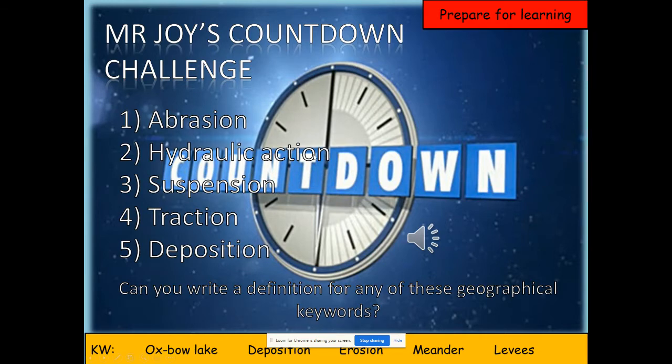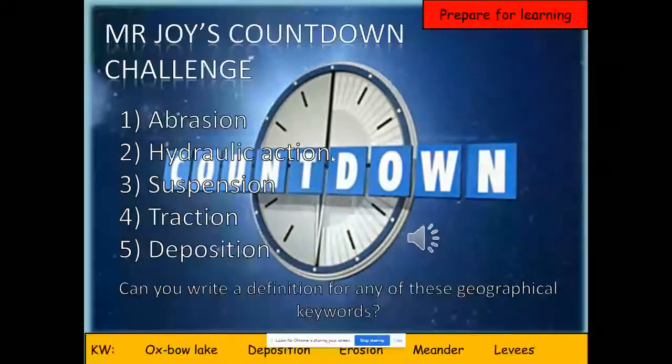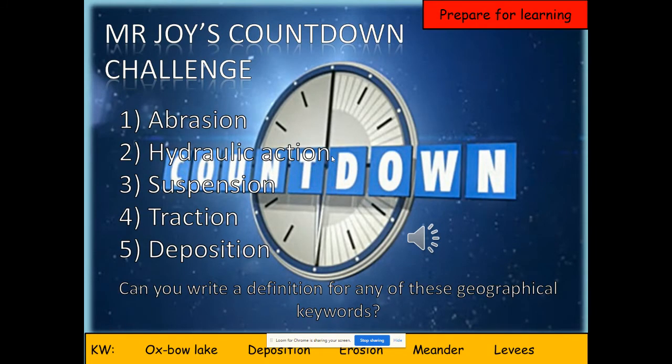Next up, hydraulic action. Now, hydraulic action, that's where the force of the water hits the river bed and banks, and that causes either cracks in the rocks or the river bank. Really most effective when the water is moving fast and when there's lots of it. So that's the definition for those 2. How did you do? Check what we've written against the definitions I've just given.